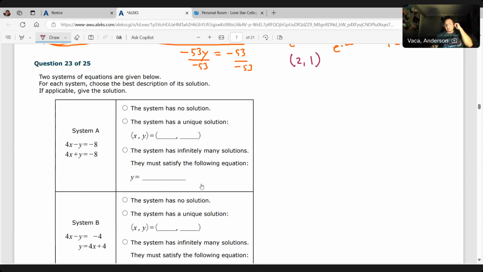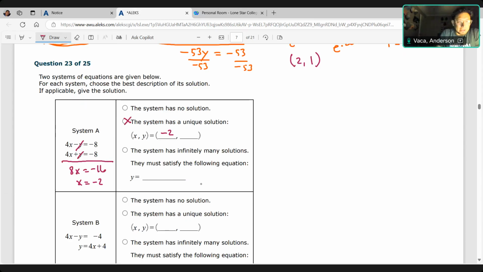Two systems of equations are given below. Right now I want to go ahead and use the elimination method. I see a positive y, I see a negative y, cancel that out. We get 8x is equal to negative 16. X is equal to negative 2. So the system does have a unique solution.